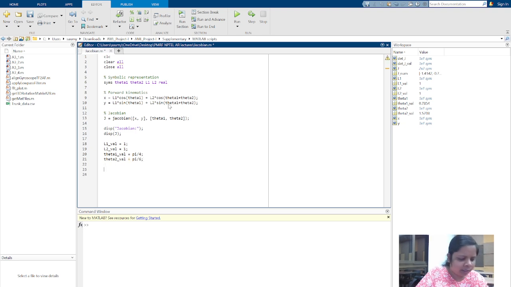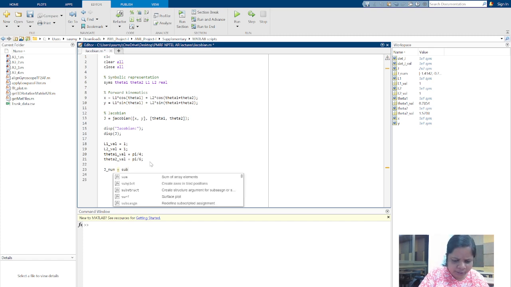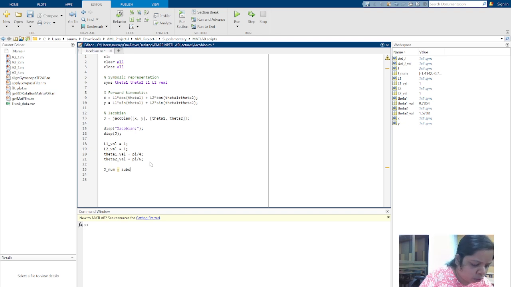Okay. After defining these values, I want to substitute it in the Jacobian. All right, so I want to substitute the numerical values. So I'll write J numerical is equal to, what were the values? Substitute. In what do we want to substitute? We want to substitute it in J. It's going to be J. And then we'll have what we want to actually substitute.